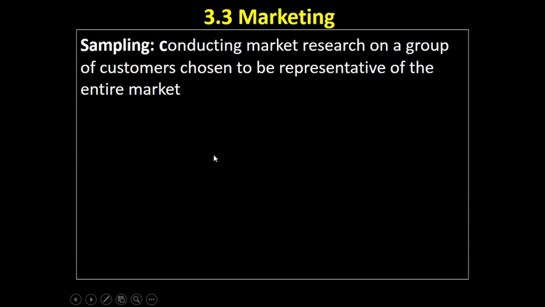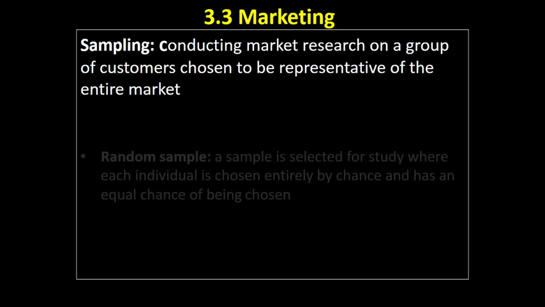Okay, so sampling means conducting market research on a group of customers that you have chosen to be representative of the entire market. It would be impossible in most cases. Some businesses might be able to, but generally it will be very difficult for a business to conduct market research into all of their customers. So therefore, a business needs to pick a selection of customers that represent the target market, and this is what sampling is.